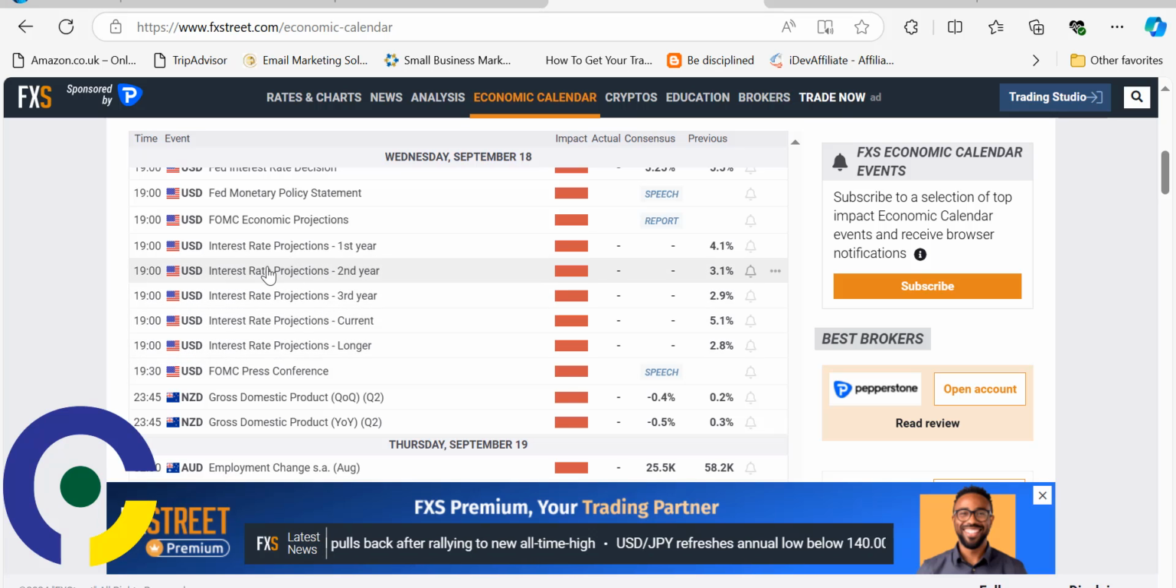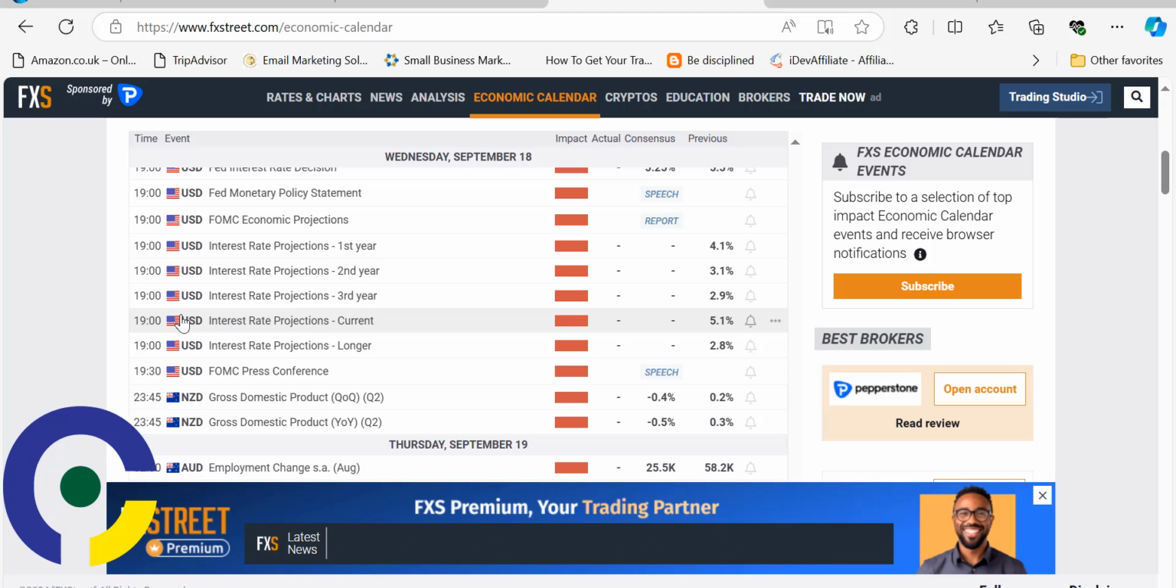See everything here coming out. In fact, FX Street captured it, everything from first year, second year, third year, current, and longer. So all of these will come out, and then this is where investors will now be feasting. So don't have open positions before this event. I advise you, make sure that your positions, even if they are profitable, lock it up. If they are not very profitable, cut and wait.